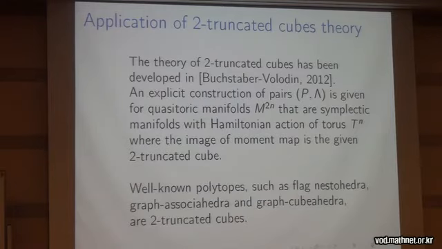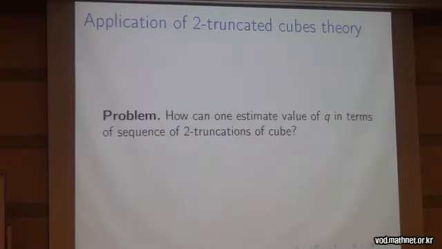And moreover, two-truncated cubes include many other classes of polytopes. So the problem is, how can one estimate the value of Q in terms of a sequence of two truncations of a cube in this class? Well, clearly Q is the number of non-parallel edges for projective toric varieties. But if we have a general quasitoric manifold, then lambda may be very different from the set of one-dimensional cones. And it follows that Q will also be different. So this is not clear in the general case.